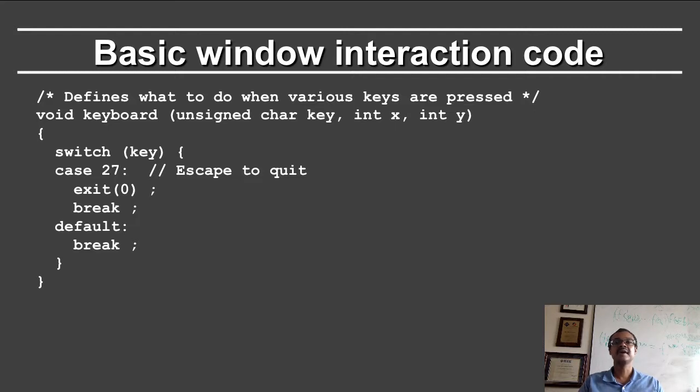Note that we are not doing very much with the keyboard function. Simply if the user types the escape key, then we quit the program. The ASCII code for escape is 27, and all that the program does is that it enters a switch statement based on this key. If the key is 27, which is escape, it exits, otherwise it just continues.